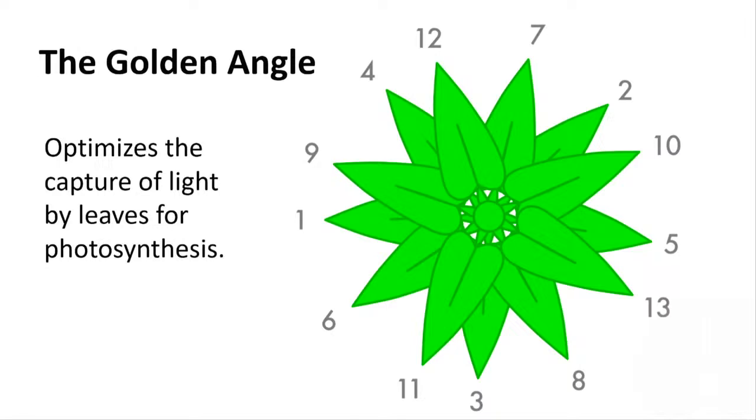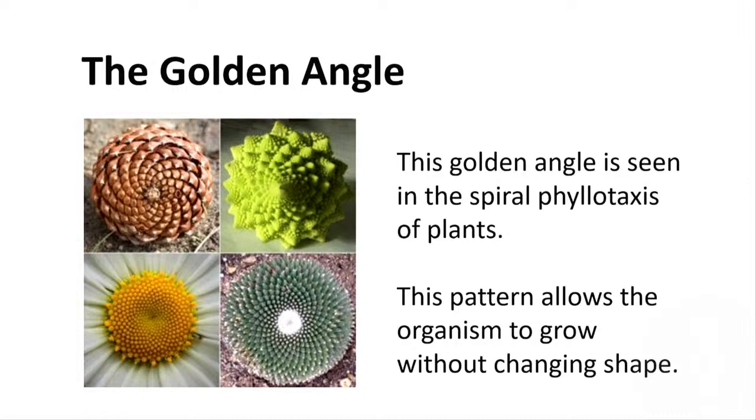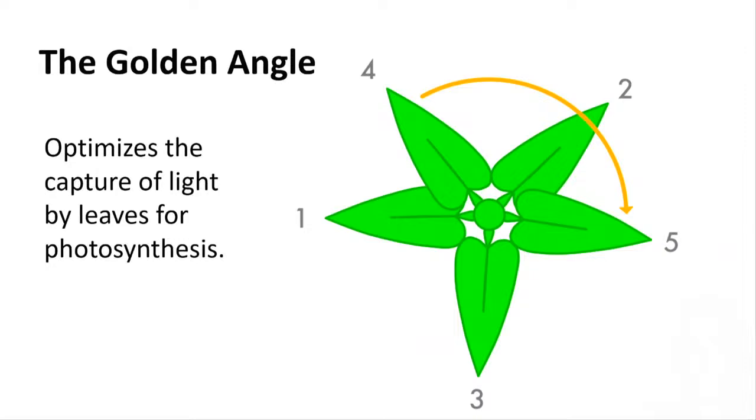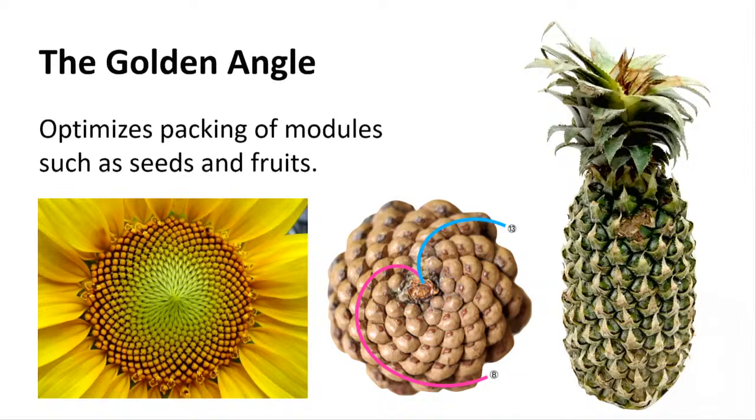And so back here, we see that some of these plants, especially sunflower heads, pine cones, broccoli, cauliflower, all sorts of things, have this golden ratio in the way they grow and develop. What it does is optimize the packing of modules, such as these seeds or fruit. So it's able to arrange these things in such a way that basically optimizes the use of space, or volume.